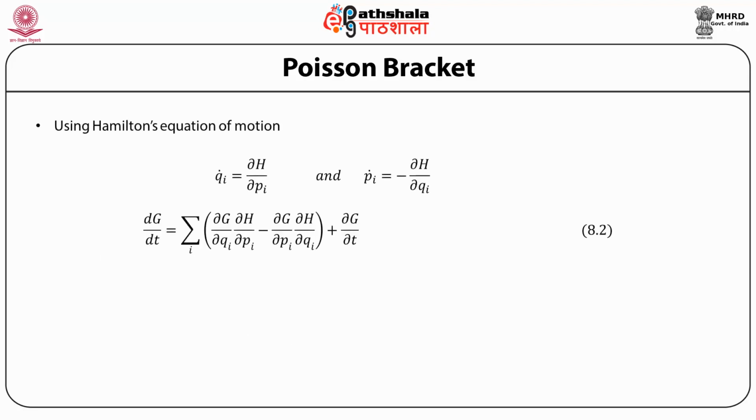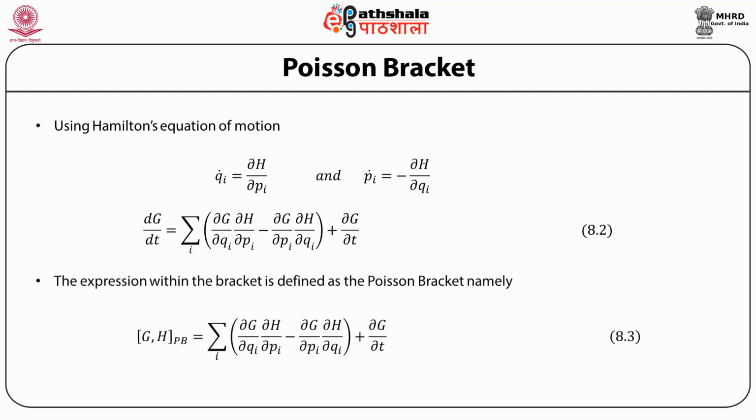Now we can use Hamilton's equations for qi dot and pi dot. Qi dot is dH by dpi and pi dot is minus dH by dqi. So using these expressions for qi dot and pi dot, the temporal development of the dynamical variable G becomes dG by dt is equal to sigma over i, partial derivative of G with respect to qi multiplied by the partial derivative of the Hamiltonian with respect to pi, minus partial derivative of the dynamical variable G with respect to pi multiplied by the partial derivative of H with respect to qi, plus a term which is the partial derivative of the variable G with respect to time.